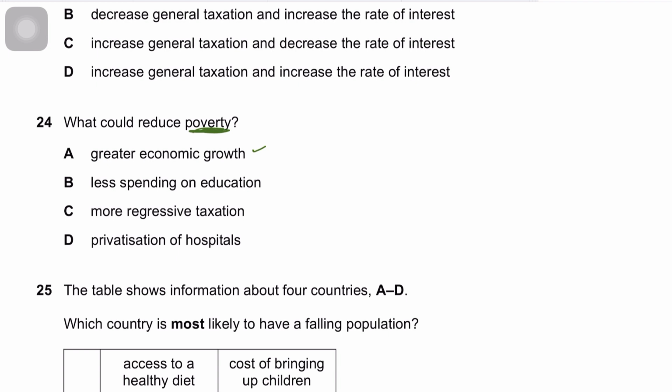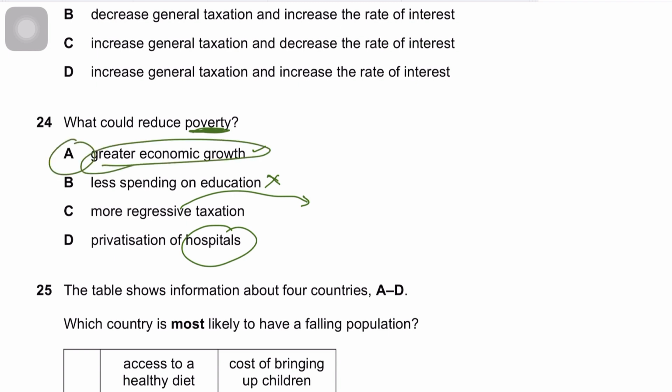But let's see. Less spending on education would actually increase poverty. More regressive taxation would actually increase the tax burden on the poor as compared to the rich. It should increase poverty, not reduce it. Privatization of hospitals would make it expensive for poor people to afford health. It would actually increase poverty, not reduce it. So the answer should be A. Greater economic growth would automatically result in higher GDP and higher national incomes, and would automatically reduce poverty for the people.